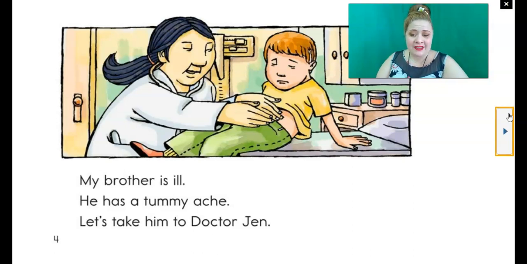My brother is ill. He has a tummy ache. Let's take him to Dr. Jen. Look at our picture. There is a little boy holding his tummy. He looks very sick. He's not feeling well. I bet he's also very tired. His tummy hurts, so he went to the doctor. Let's keep reading.